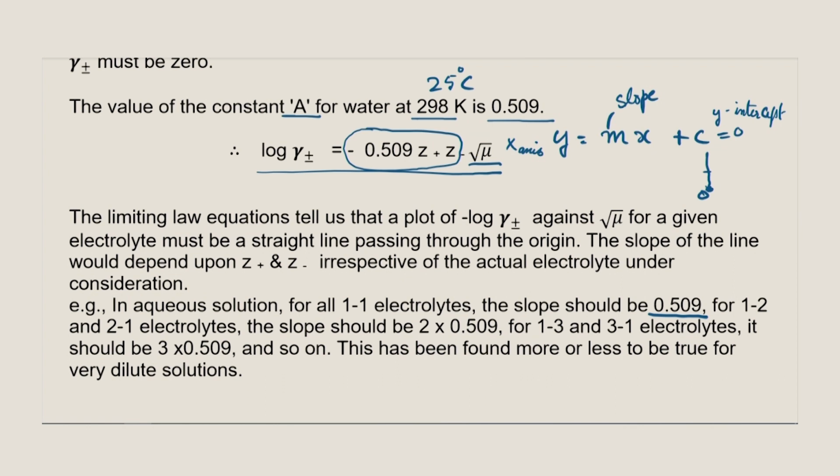I repeat, if the valencies of cation and anion are 1, 1 into 1 will be 1 and slope of that straight line will be 0.509. If I am having an electrolyte, it can be either 1, 2 or 2, 1, it does not matter because either this will be 1 and this will be 2, or in the other case this will be 2 and this will be 1. Again the product will give you the answer 2. The slope will be 2 into 0.509, and for 1, 3 or 3, 1 that will be 3 into 0.509. It is clear.